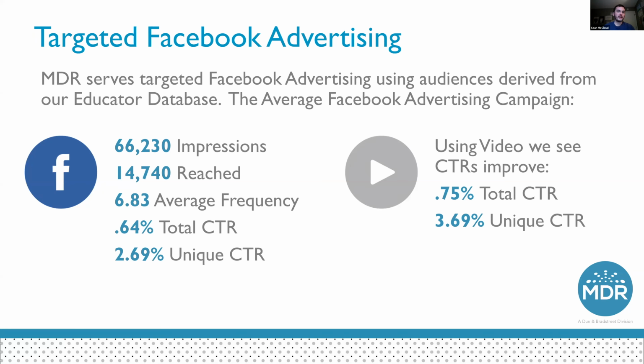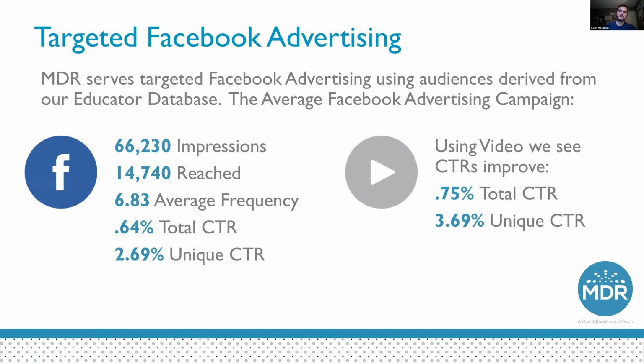So we have a very high frequency. The average frequency for our campaigns was 6.83 ads served to any one individual throughout a campaign. That is a very high rate of frequency. Our total click-through rate was 0.64, but going to the unique level, because this is really where I like to live in the data-driven marketing space, the average unique CTR in Facebook ad campaigns that we served in 2019 was 2.69%.